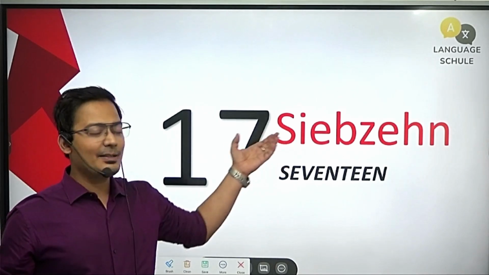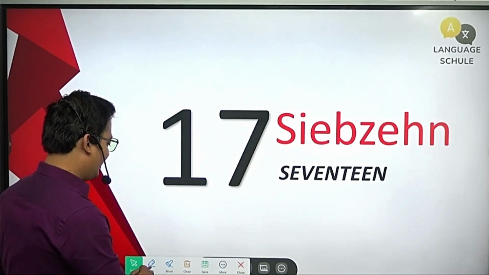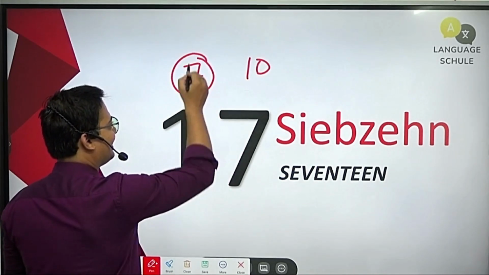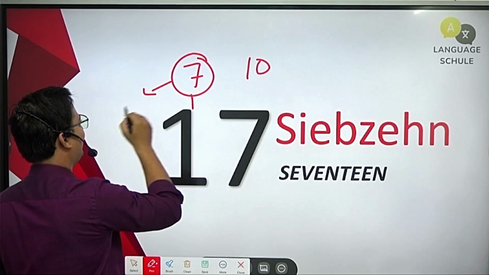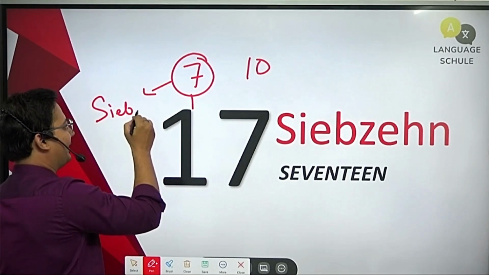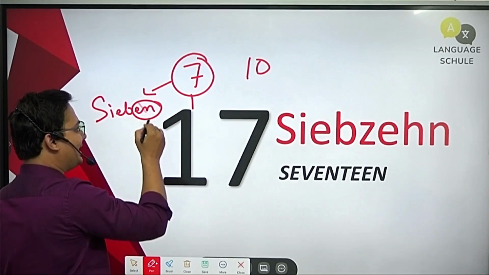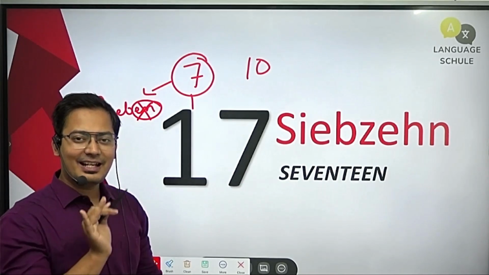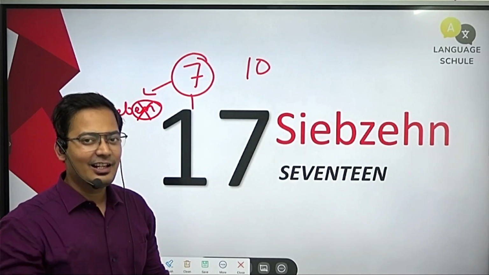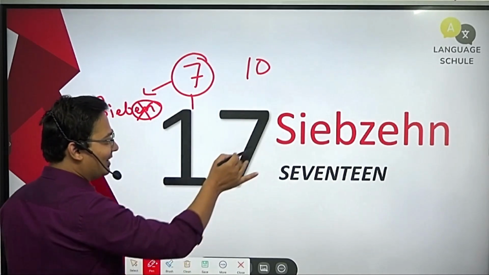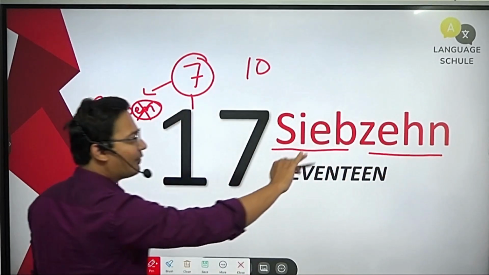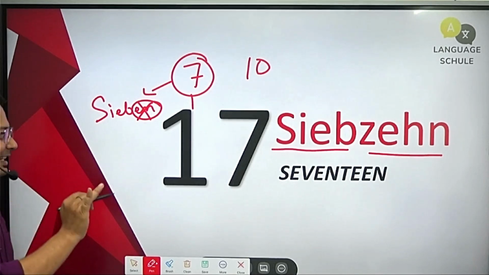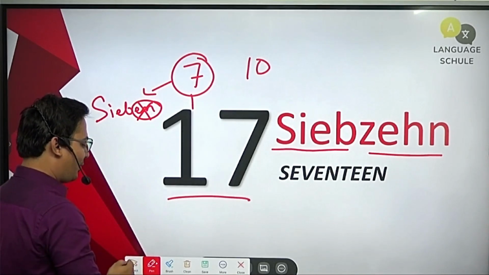17 is siebzehn. 7 is sieben. Sir, you told us 7 and 10. 7 is sieben, but we have to eliminate en in 17 only. Not every time. Only 16 and 17 have their special case. So instead of siebenzehn, it is siebzehn. 17. Now what is 18?